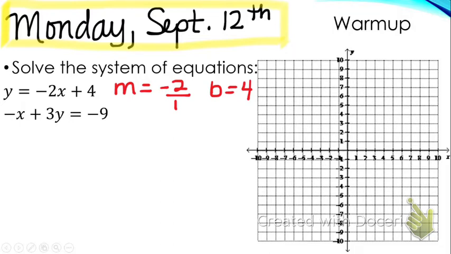So you're going to put a point at 4 on the y-axis. And then the slope is -2, so you're going to go down 2 to the right 1, down 2 to the right 1. And draw your line.